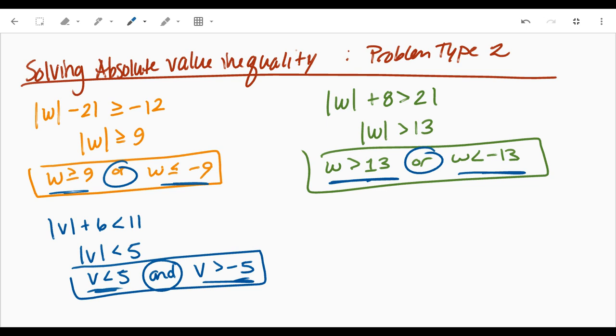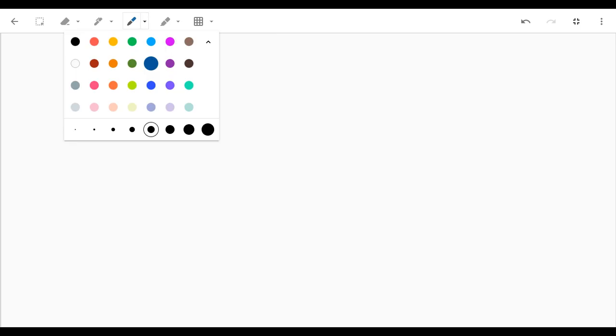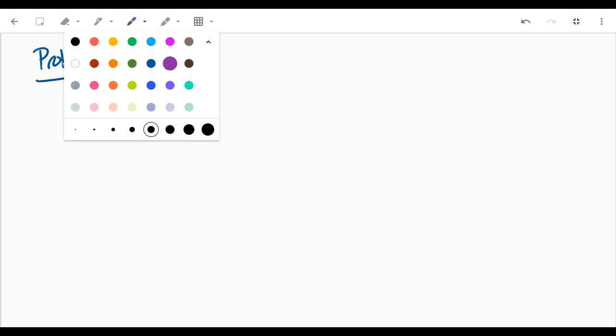All right. Next we have problem type 3. I am not going to write that whole title out again. I'm just going to write problem type 3. It's another solving inequalities. Okay. So now in this one, they're asking you to do this on a number line again.